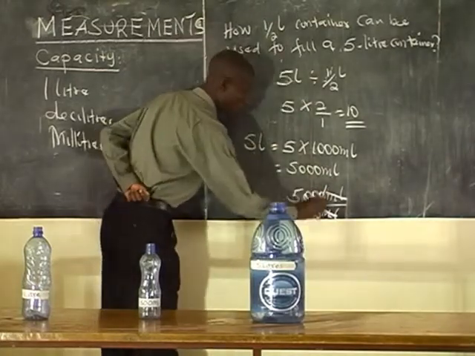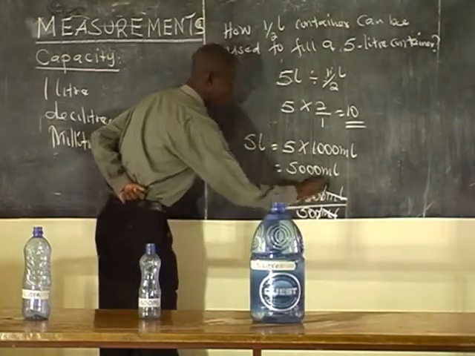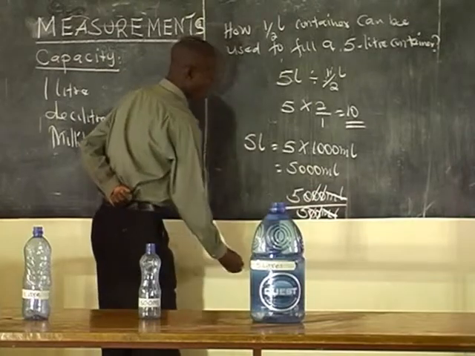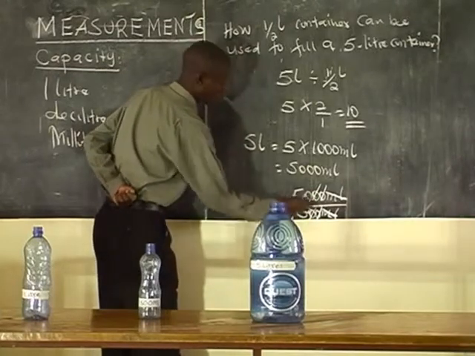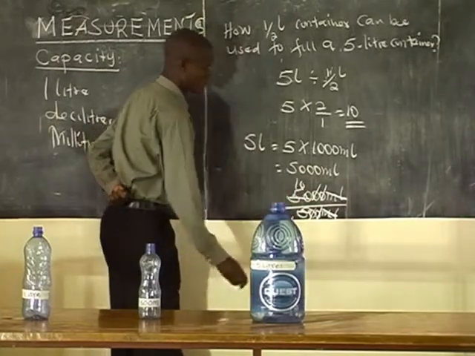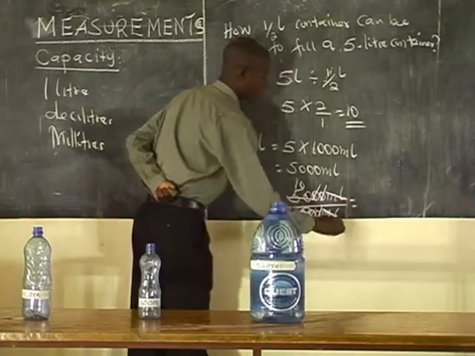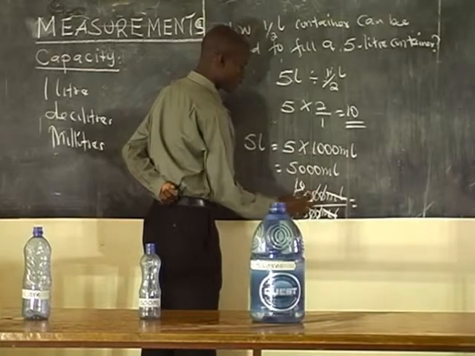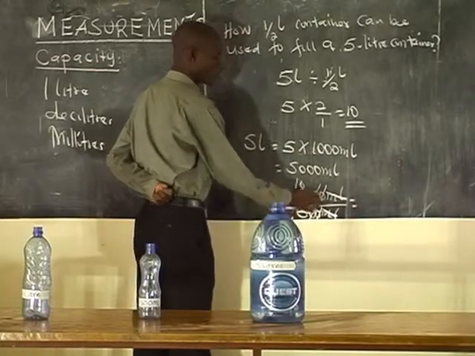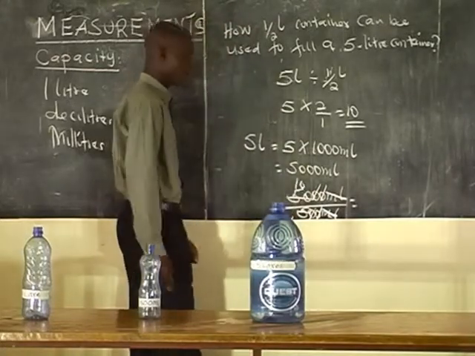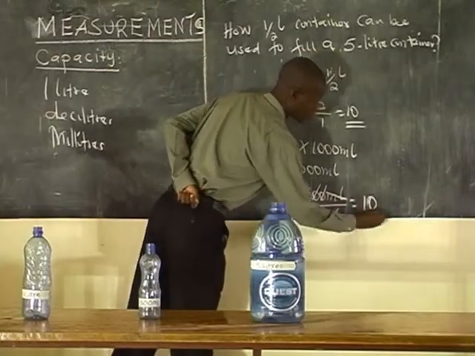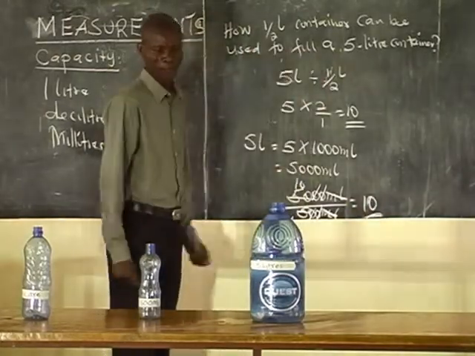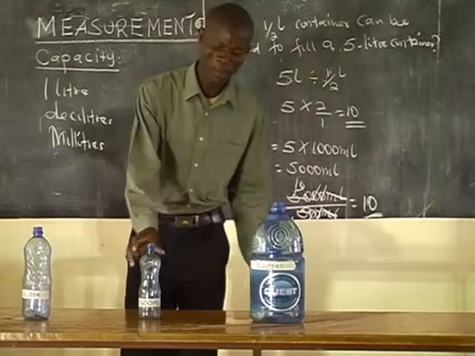Then this 0 cancels that 0, and this one cancels that. Then 5 goes into 5 once, and 5 goes into 50 10 times. Therefore, it means that 10 of the 500 milliliter containers can be used to fill the 5-liter container. So the answer will still be 10. So that one is confirmed.